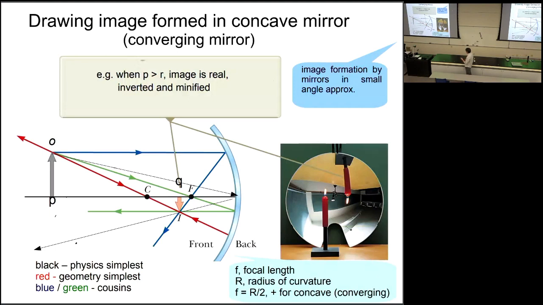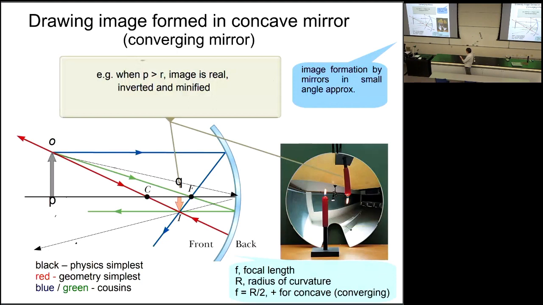This is the physics simplest ray because this one heads from the arrowhead of the object. So all of these are coming from the object because the light's coming from the object and we want to find where the image appears to be when we look in the mirror. This ray comes from the tip of the object, and the physics simplest ray strikes the mirror at the location of the optical axis.